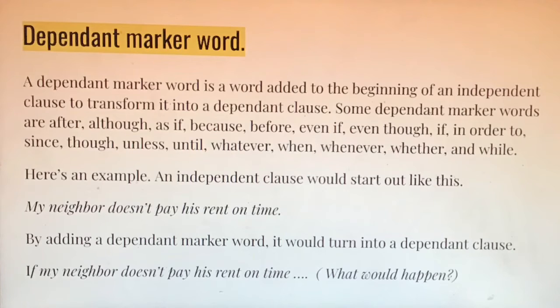Here's an example. An independent clause would start out like this: my neighbor doesn't pay his rent on time. By adding a dependent marker word, it would turn into a dependent clause: if my neighbor doesn't pay his rent on time, what would happen?